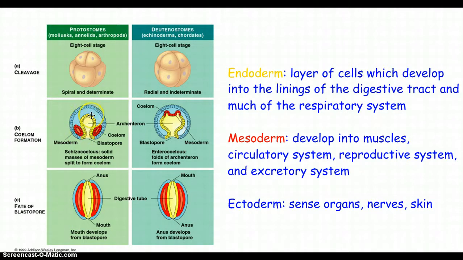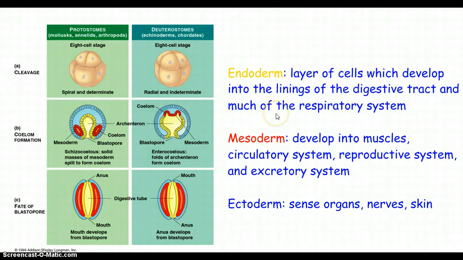So you can see the different colors of cells here, and the reason why these are like that is because these represent the 3 germ layers. So germ just basically means like layers of skin. So we've color coded them so that the red cells here represent mesoderm, the yellow cells here represent endoderm, and the blue cells represent ectoderm. So any of the cells that are yellow end up becoming digestive tract or respiratory system. Any of the cells that are red end up becoming muscles, circulatory system, reproductive system, or excretory system. And any of the cells that are blue end up becoming ectoderm, which are your sense organs, your nerves, and your skin.